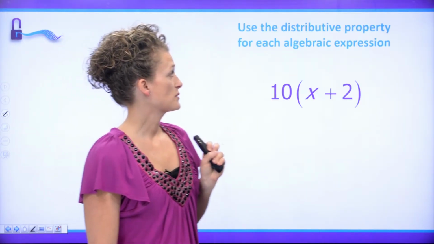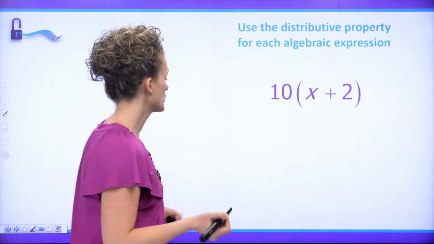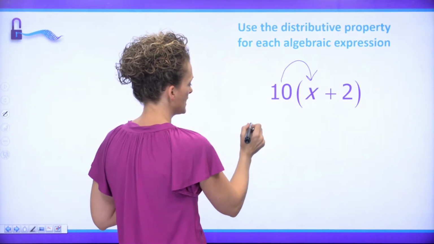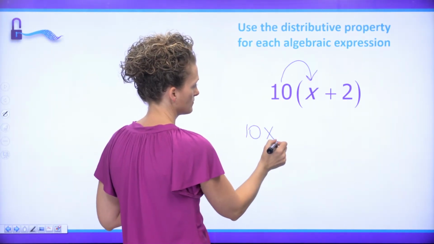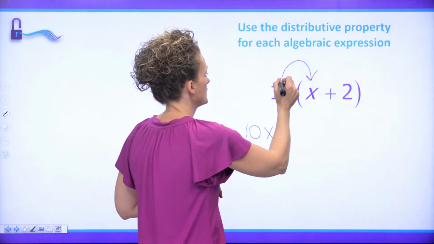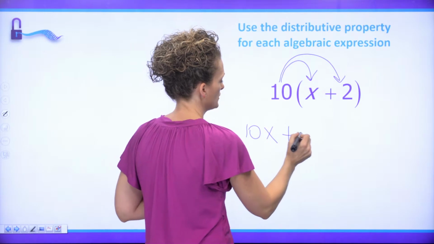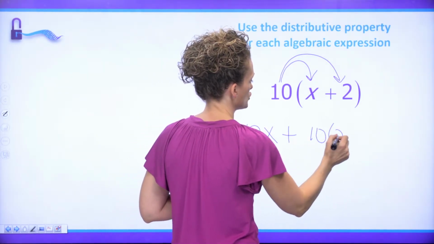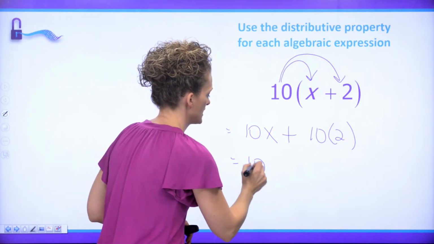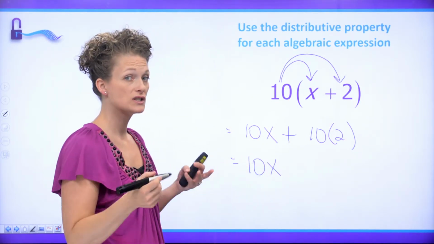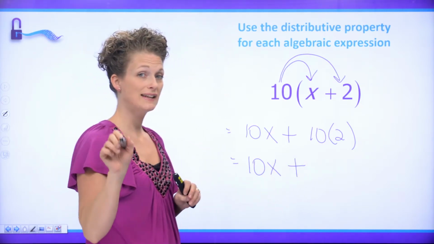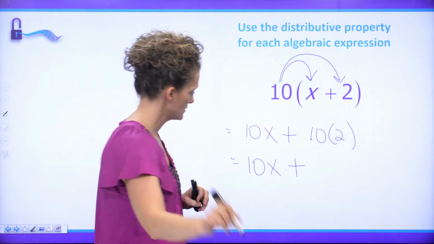Use the distributive property for each algebraic expression. So we're going to go ahead and do a few, and we're going to use the rainbow method. So 10 times x is 10x. It doesn't matter what x is, we're going to end up multiplying it. Then we have plus 10 times 2. Let's clean this up a little bit. We can't do much with 10 times x because we don't know what x is. So until we know what x is, we leave it just like this. But we do know that 10 times 2 is 20.